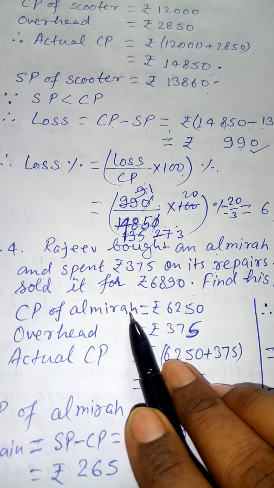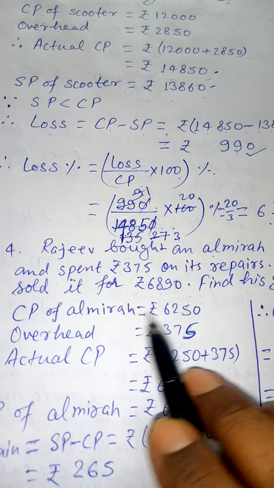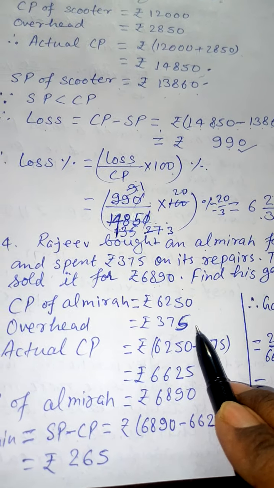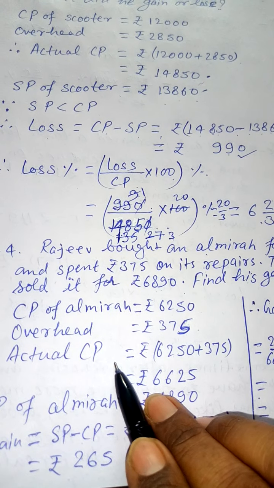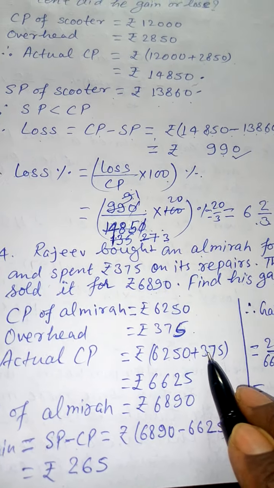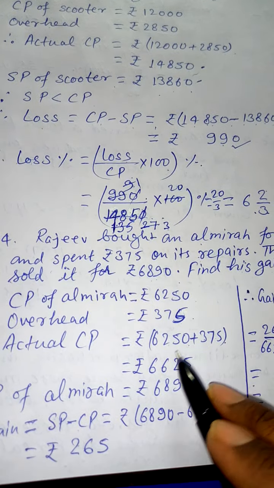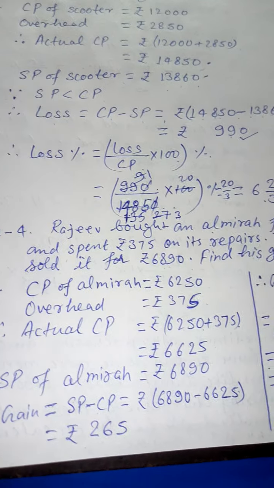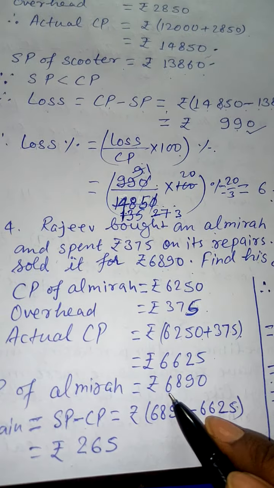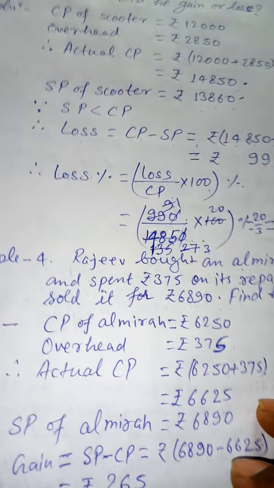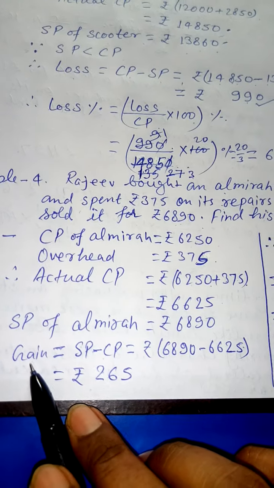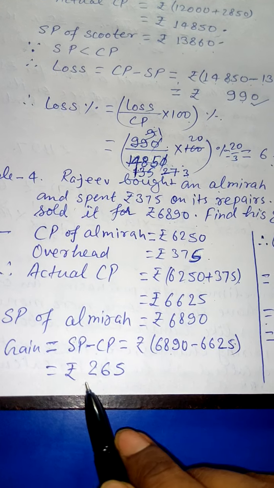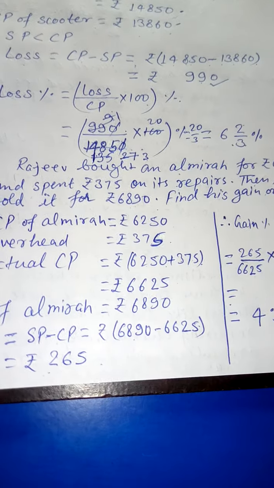Cost price of Almira is rupees 6,250. Overhead expenses like repairing is 375 rupees, and therefore actual CP is 6,250 plus 375, which is 6,625 rupees. Now the SP of Almira is 6,890, and therefore the gain equals SP minus CP equals 265 rupees.